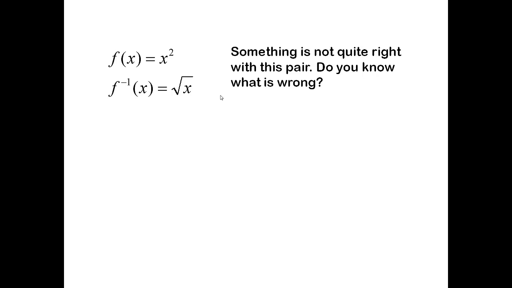Two functions that are actually not trigonometric functions, but are traditionally taught as the first inverse functions people learn, are f of x equals x squared, and f inverse of x equals the square root of x. But something's not quite right with this pair, if you recall from your study of inverse functions.